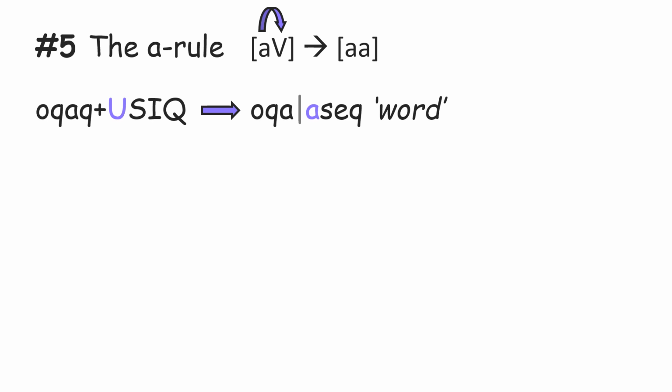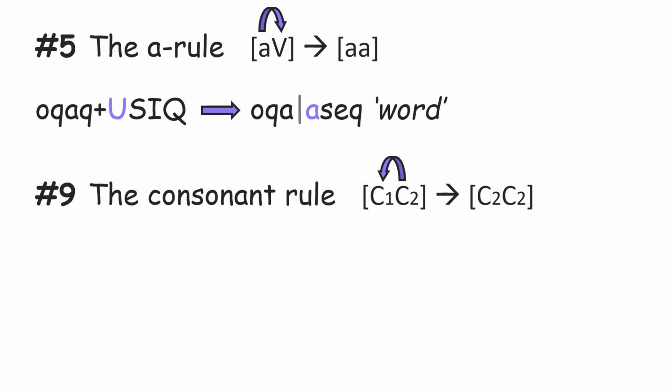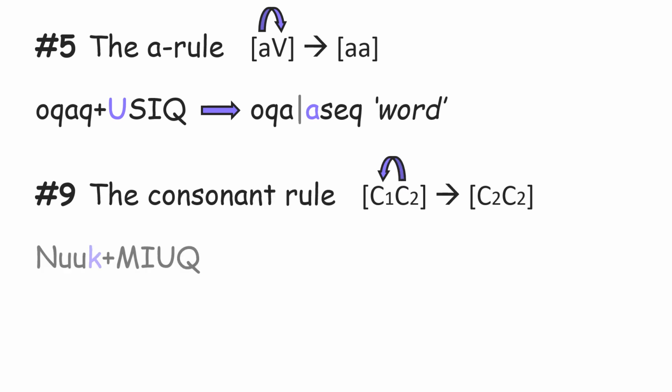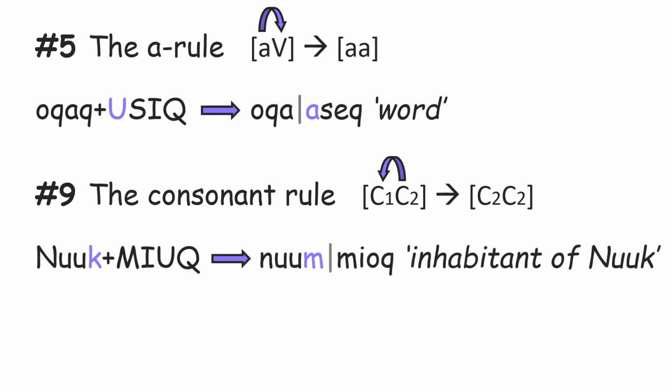Another very important rule is the consonant rule. It states that if 2 different consonants end up next to each other, the first consonant will become the same as the second. This process is also known as assimilation, or more exactly, regressive assimilation. Take for example the following morphemes. Nuuk is the capital of Greenland, and Miok means inhabitant. Combining them gives us Nuumiok, meaning inhabitant of Nuuk.